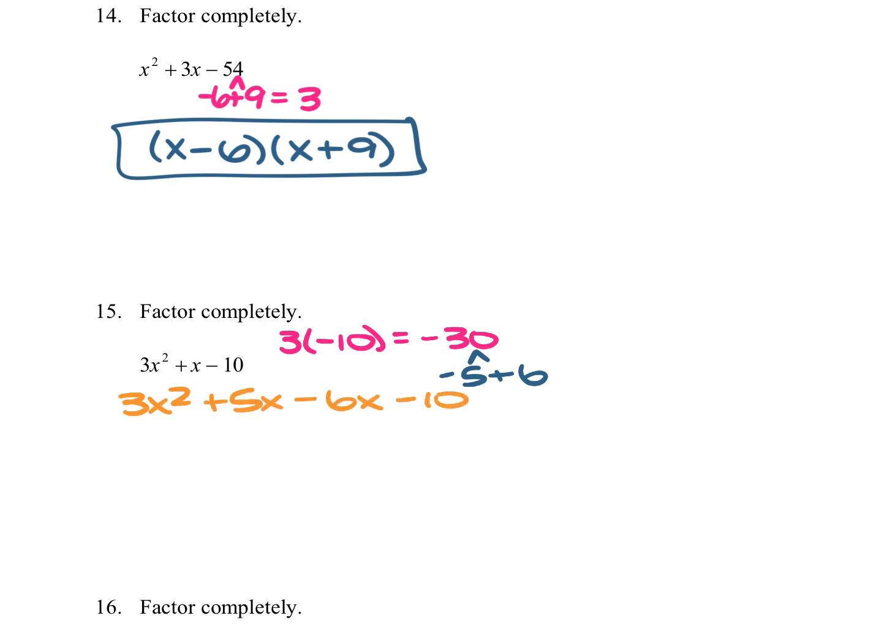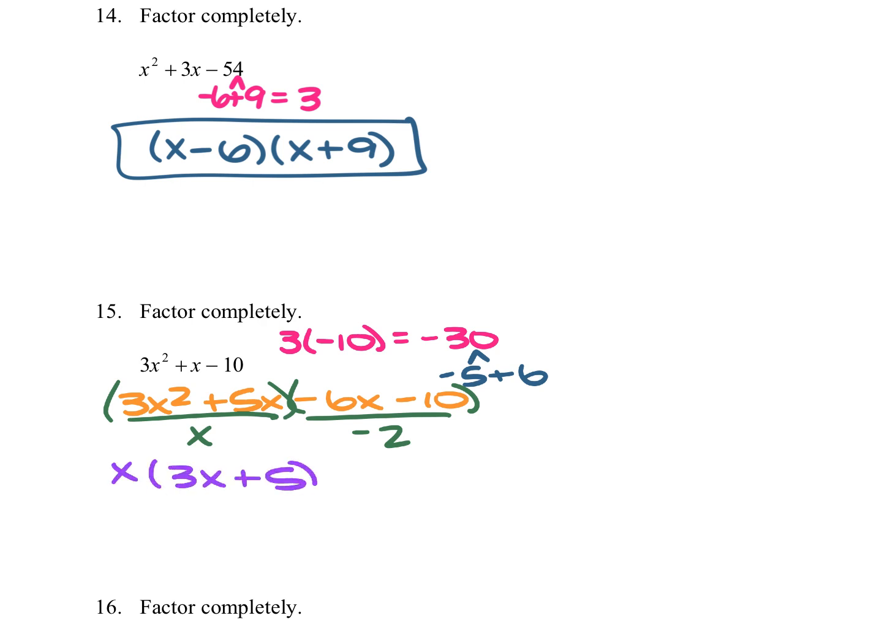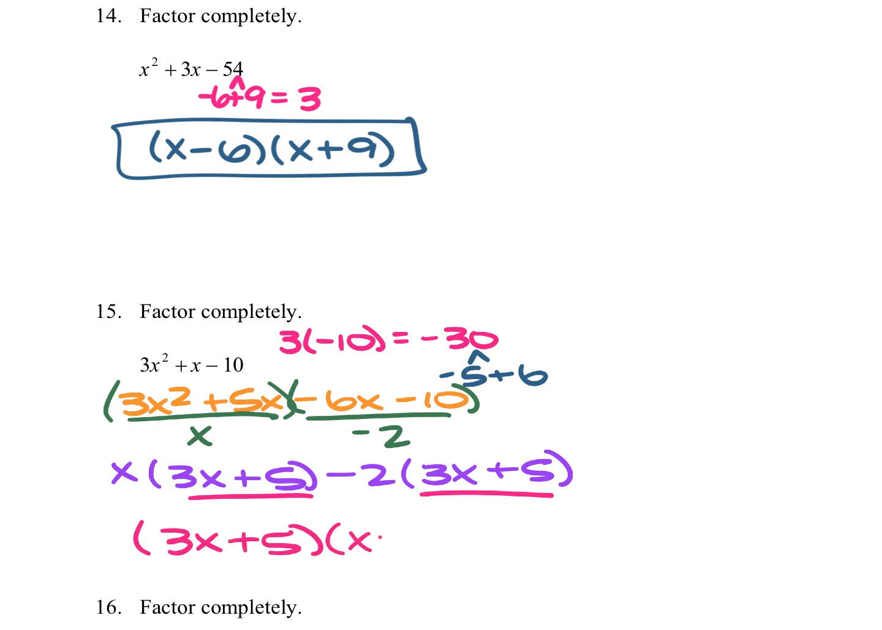And we're going to factor this by grouping. So the first two terms we factor out an x. Second two we factor out a negative 2. That gives us x times 3x plus 5 minus 2 times 3x plus 5. Your two sets of parentheses are identical to one another, so that leaves us with 3x plus 5 times x minus 2.